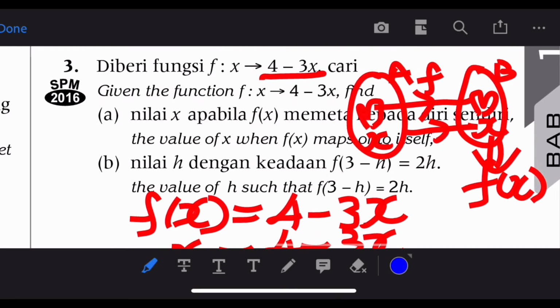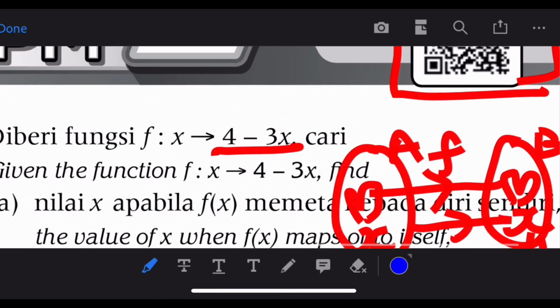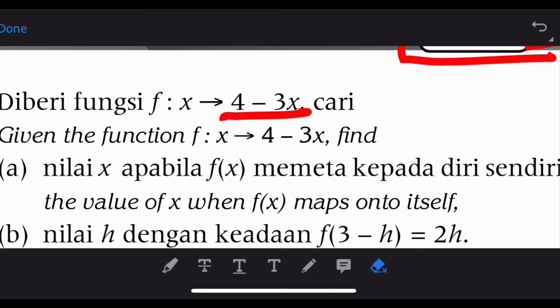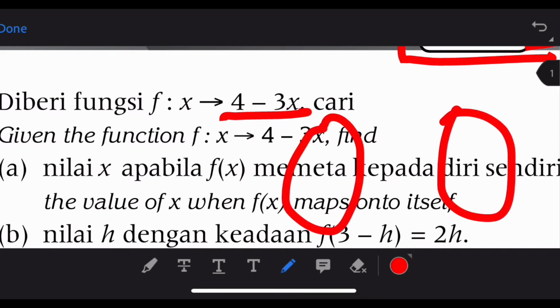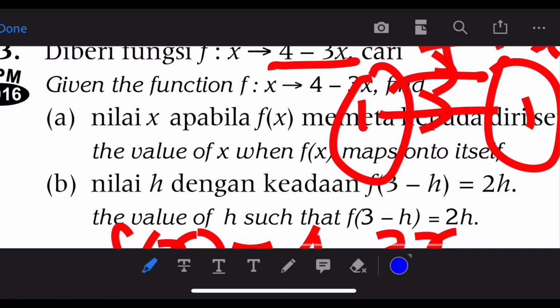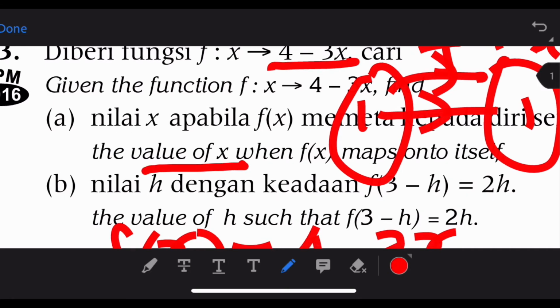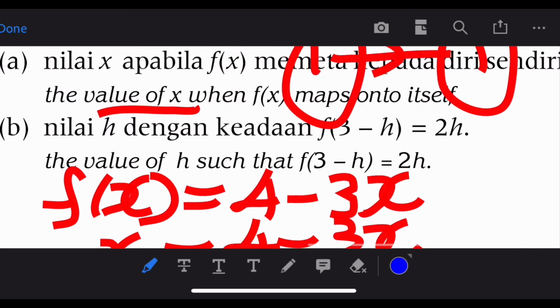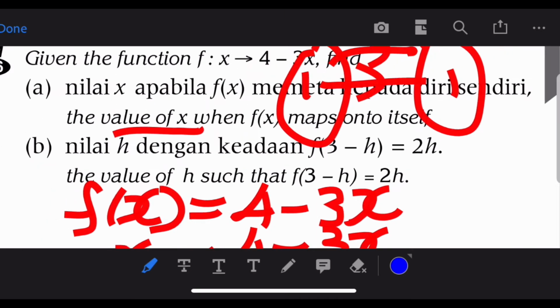Let me show you. If you have this function, we draw it out like this. This is f. Let's say you have 1. It will go to 4 minus 3 times 1, which is actually 1. So the object is 1, because the question is asking you to find x. If it is another value, it won't map to 1. That's the meaning. Then let's proceed to the next one. So for part a, x is 1.